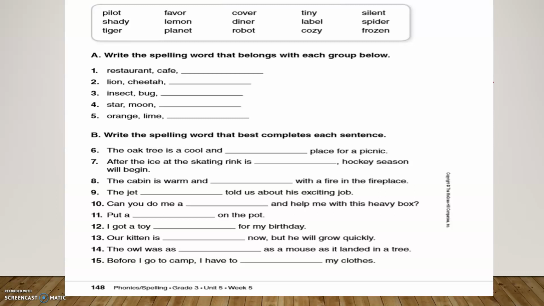So page 148, you need to read the words inside the box and understand their meaning, and then solve parts A and B. Part A says, write the spelling word that belongs with each group below. Number one, restaurant, cafe. Which word belongs to the same word group? Part B is a fill in the blanks exercise. Write the spelling word that best completes each sentence. Pause my video, solve the page, and let's move together.